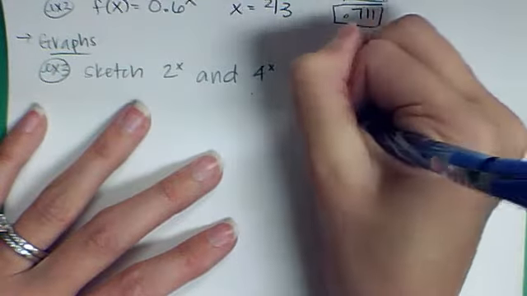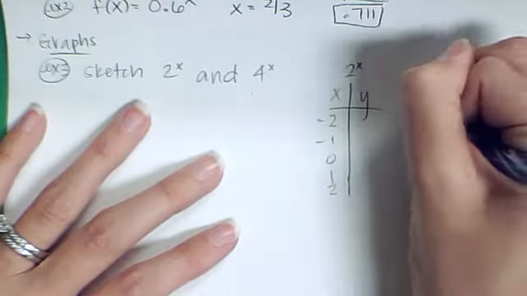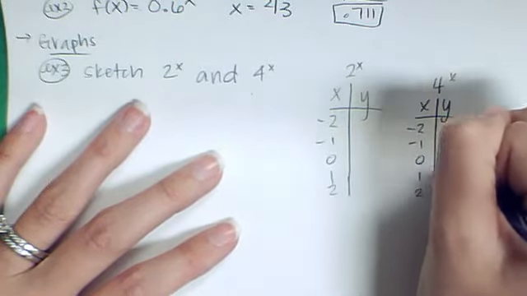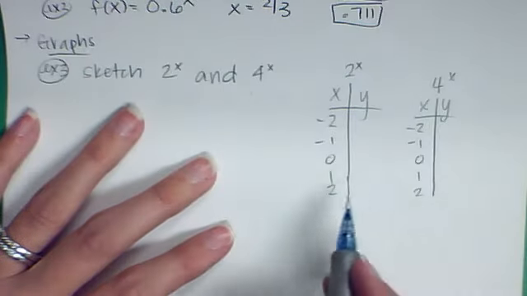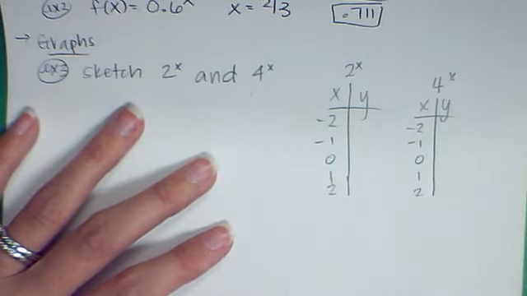If I choose some values, I'm going to choose negative 2, negative 1, 0, 1, and 2. And I'm going to do the same for both, so I'm comparing apples to apples here. The reason I'm choosing those is so I can have some negative values, 0, and some positive values.